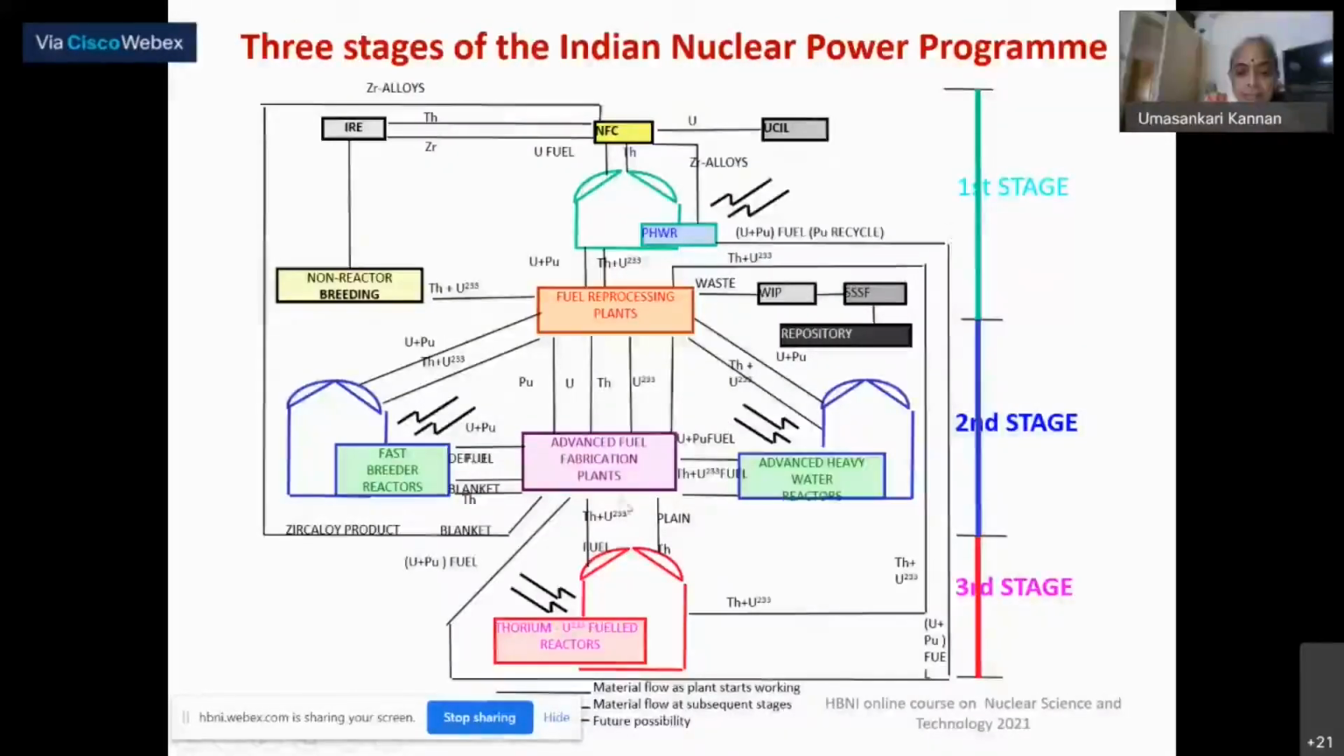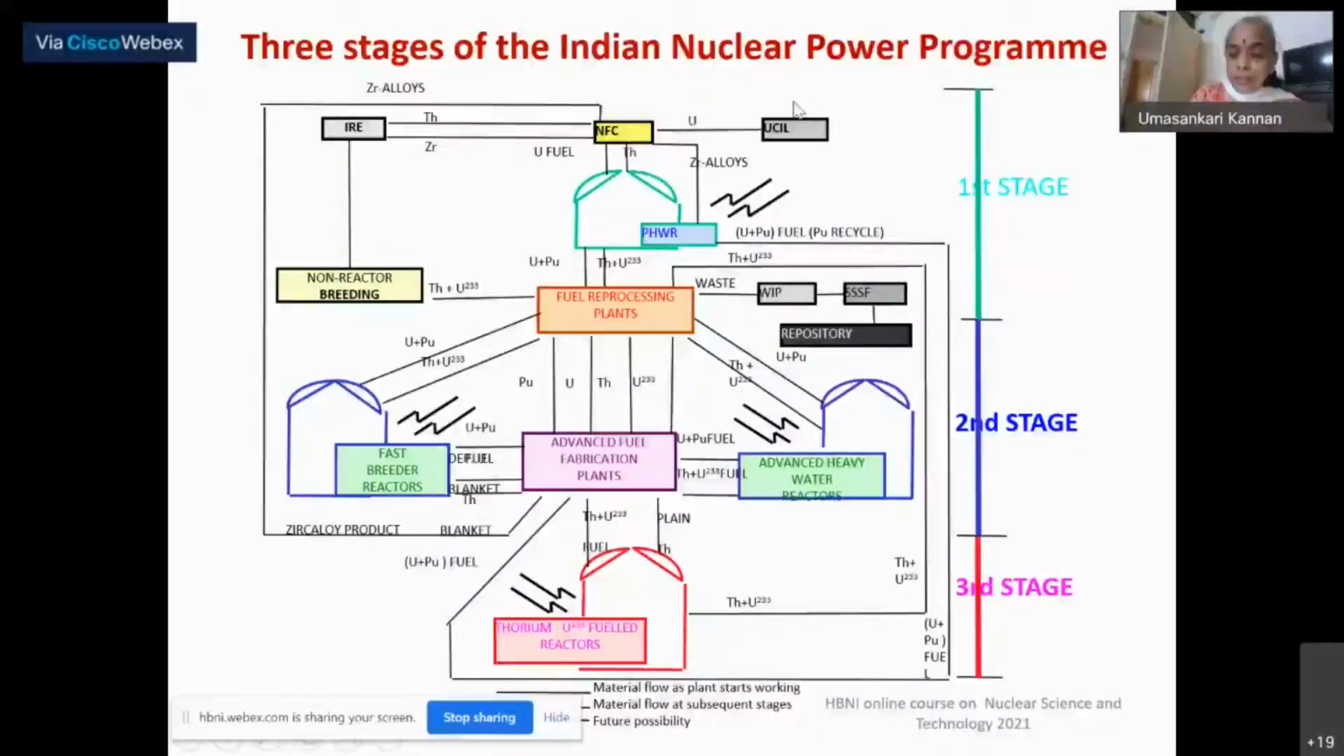This is another way of looking at it, with some examples which are given here. We have this IRE, which is mainly making the fuel, converting the ore to the fuel. This will be covered in your nuclear fuel lectures, but I'm just giving you the various agencies of the Department of Atomic Energy which are involved. This is the Nuclear Fuel Corporation which takes the converted material from here and makes it into fuel. Either it's a uranium fuel or thorium fuel, and this is the pressurized heavy water reactor.